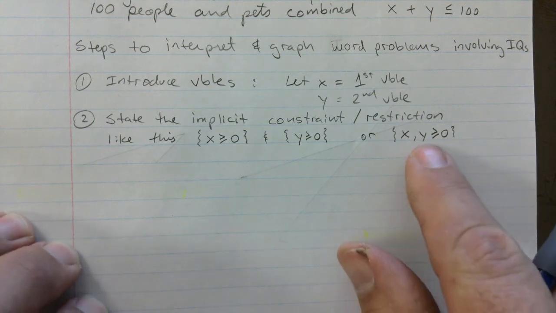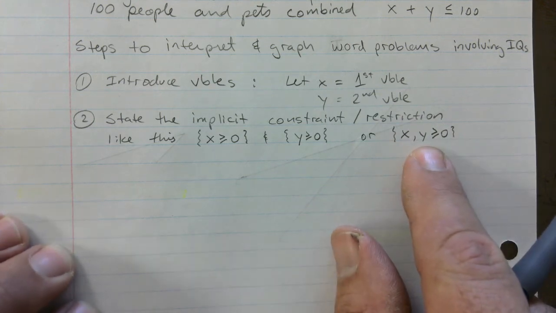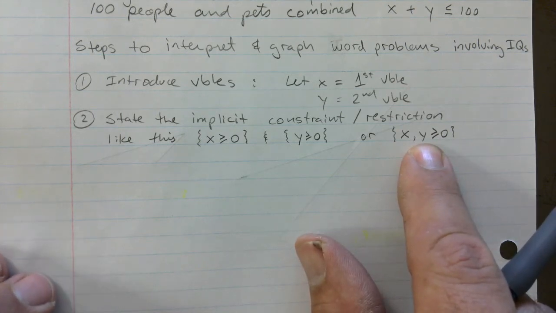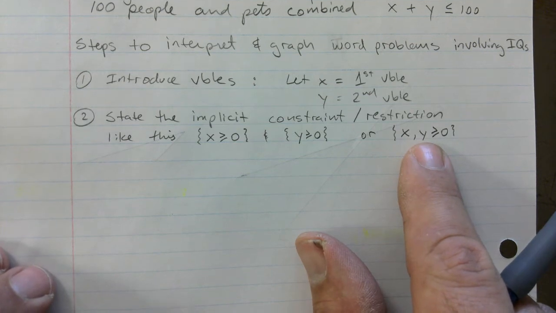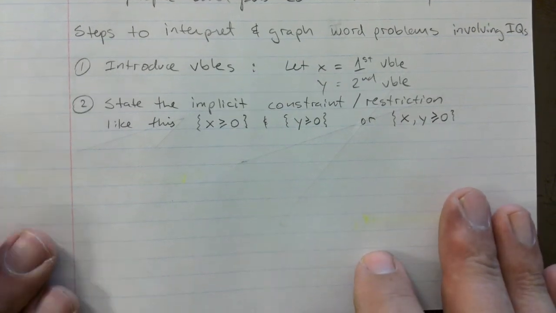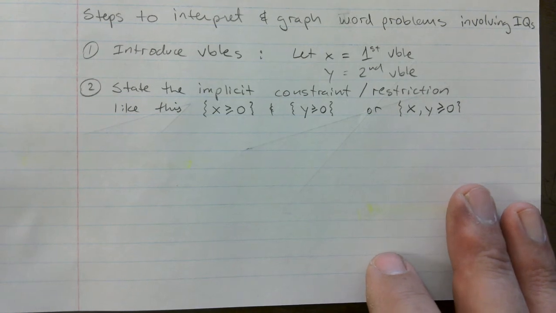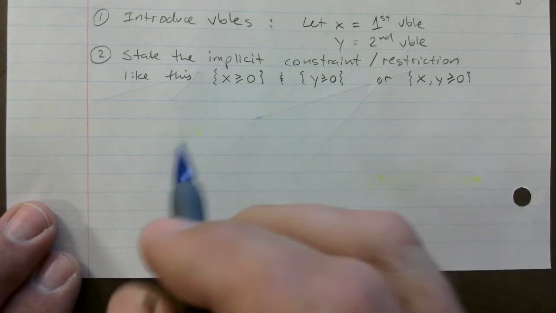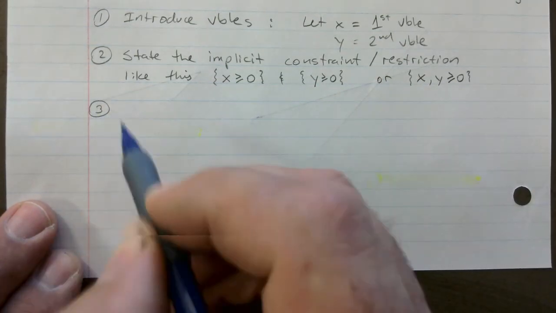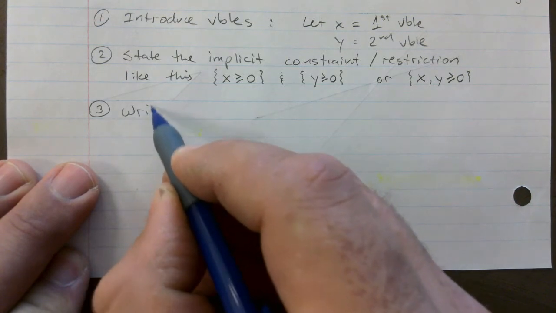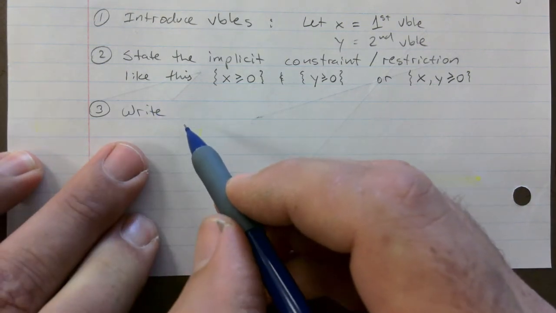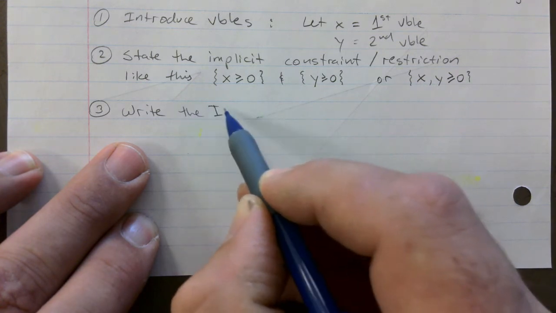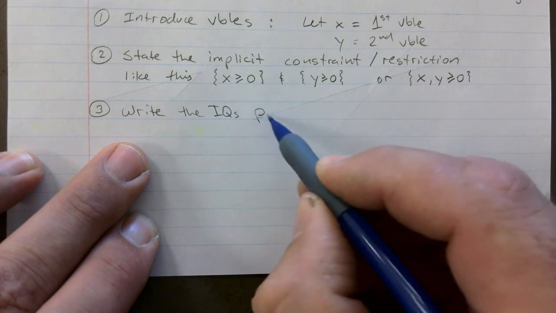But this is basically you have to state that because that's what we're assuming is true for most of our examples. So don't forget that, because a lot of students lose marks. Even when I ask that, they're like, I don't know, just leave it blank, right? So don't forget that. And number 3 is write the inequalities presented.